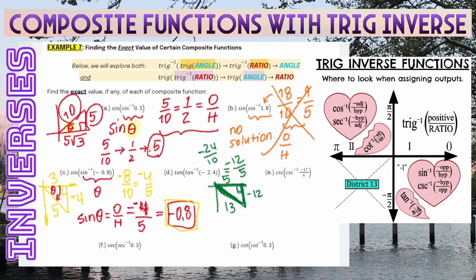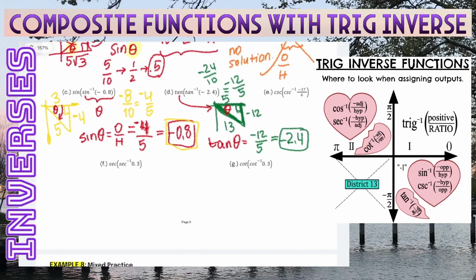So here is my picture, and my angle theta is right about there. And now I want to find the tan of the angle theta. Based on the picture I've drawn, it's opposite over adjacent, or it's negative 2.4, and we're done. All right, a couple more.